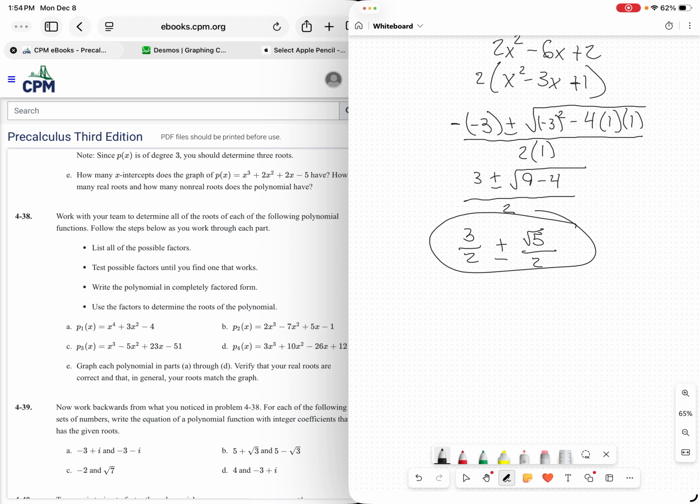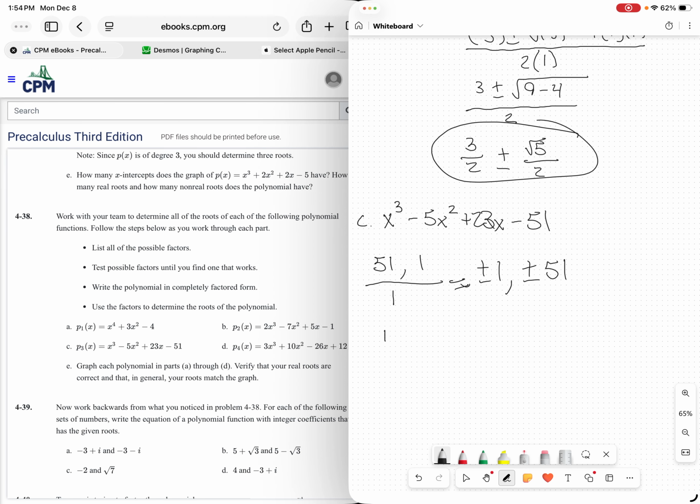Okay, C, or P3, is x cubed minus 5x squared plus 23x minus 51. Okay, well, factors of 51. 51's prime, so 51 and 1 over 1. So we have plus or minus 1 and plus or minus 51. So we're going to test out 1.